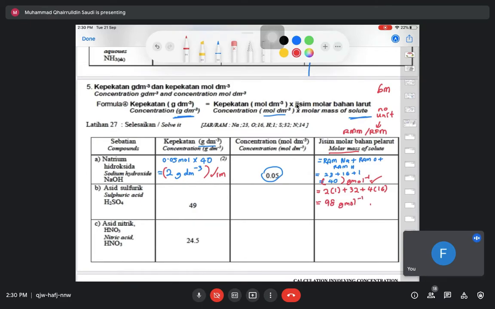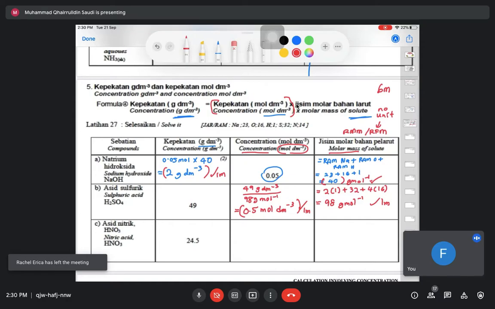So this will be 1 mark. Next one, they want the concentration in mole per dm cube. So if we want the concentration in mole per dm cube, the formula will be concentration in gram per dm cube divided by molar mass. So 49 gram per dm cube divided by 98 gram per mole, and you will get 0.5 mole per dm cube. So this is another 1 mark.